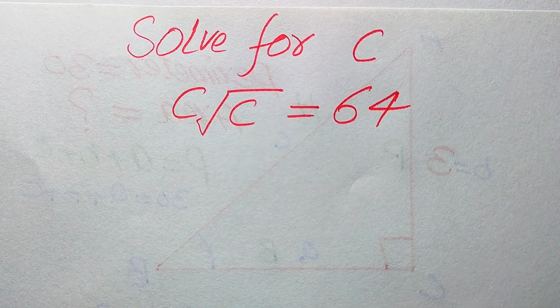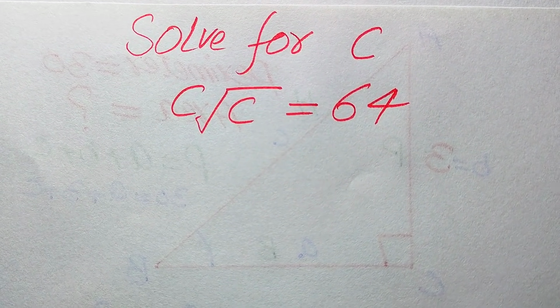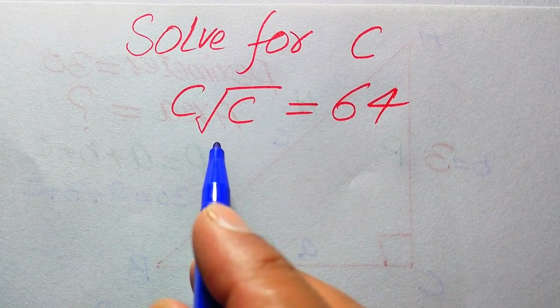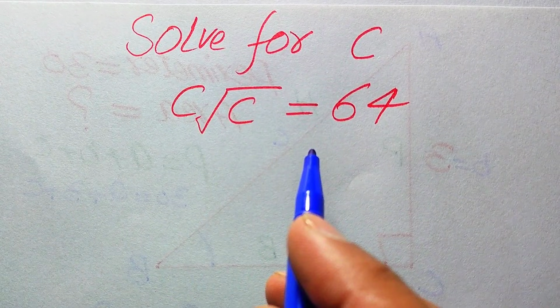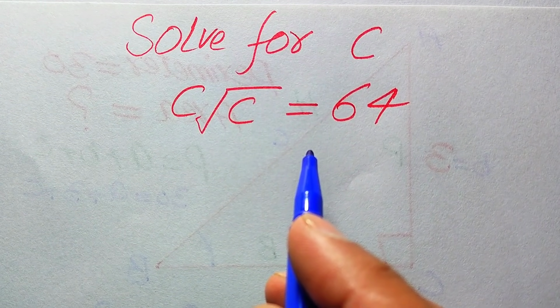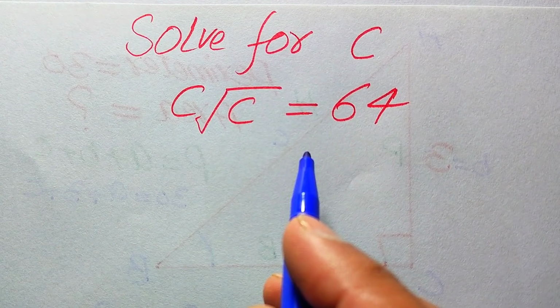Hello everyone, welcome to solve this nice math Olympiad algebra problem. So here we have c times square root of c is equal to 64, and we solve this problem for all the values of c.